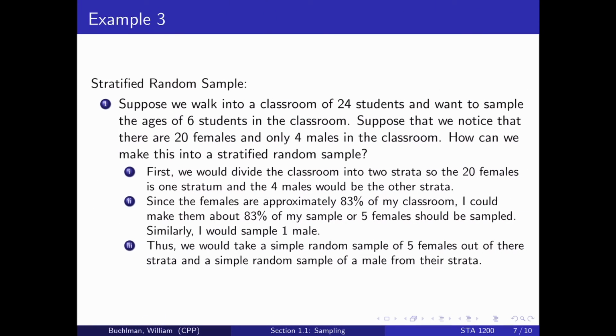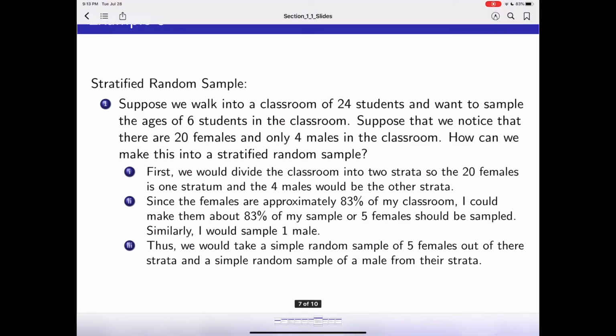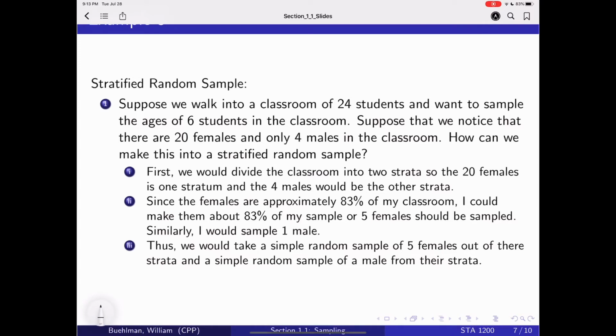So now we have stratified random sample. So suppose we walk into a classroom with 24 students and we want to sample the ages of 6 students. So suppose that we notice that there are 20 females and only 4 males in the classroom. How can we divide this into a stratified random sample? Okay, so first we're going to have to split them. So let's split them right here. Here's our 4 males, and here's our 20 females.